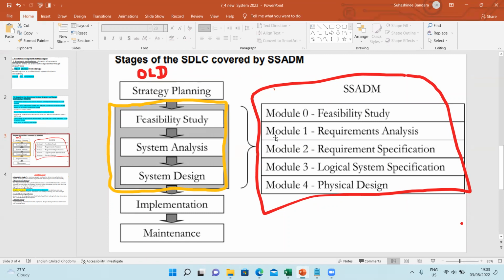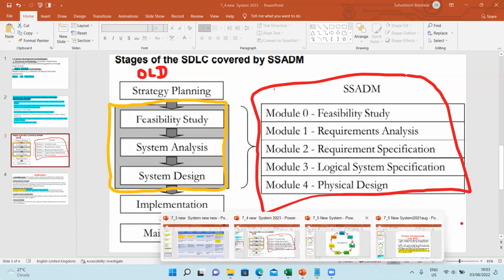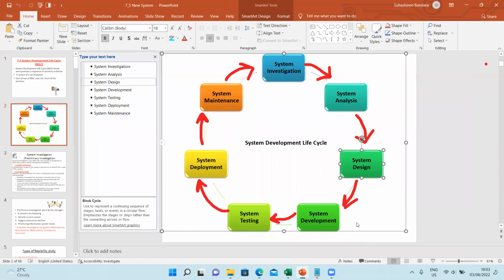Right? But you mainly think about the feasibility studies, analysis, design for SSADM. Did you get what I said? For example, if you get a question, draw the system development life cycle, this is wrong. Right? We are not going to draw this. This is the old one, the old system development life cycle. So the new system development life cycle is this one. You have to draw this one for the system development life cycle.